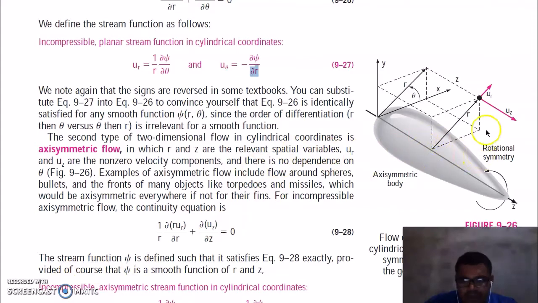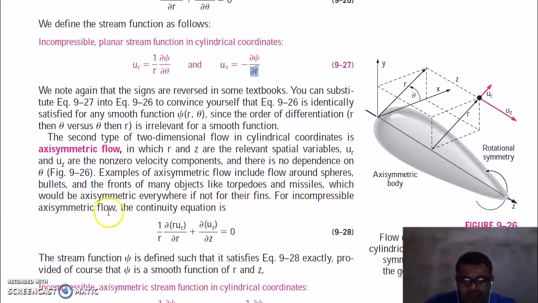In this case, this is the uz direction, which is along the axis, and this is your ur direction. So ur and uz are the non-zero velocity components, and there is no dependence on theta. Examples of axisymmetric flow include flow around spheres, bullets, and the fronts of many objects like torpedoes and missiles, which would be axisymmetric everywhere if not for their fins.